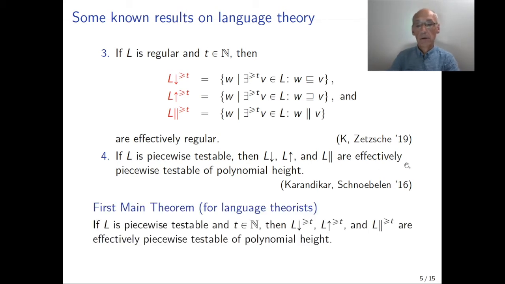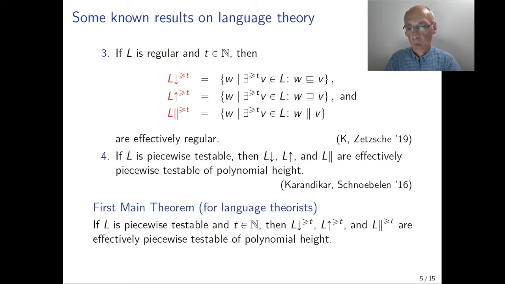Now, the first main result from this paper I'm talking about is that if L is piecewise testable and T is some threshold, then also the threshold downward closure, upward closure, and incomparability sets are all effectively piecewise testable of polynomial height. So, in other words, for T equals 1, we generalize the result by Karandikar and Schnoebelen to arbitrary T.